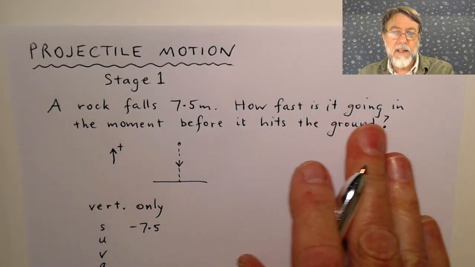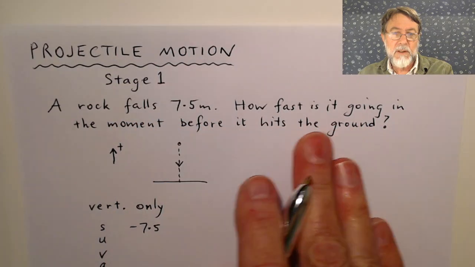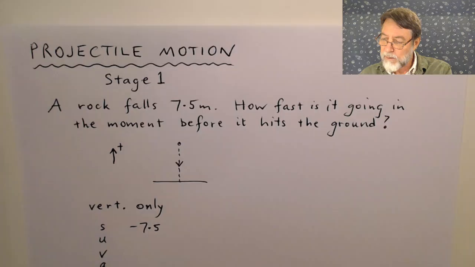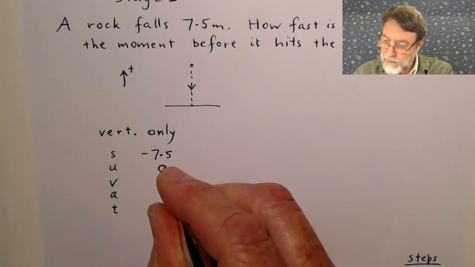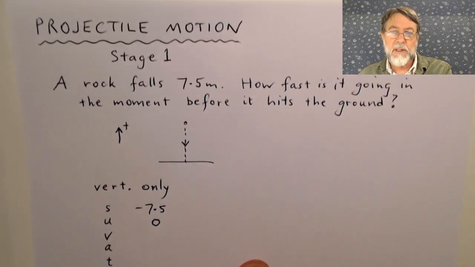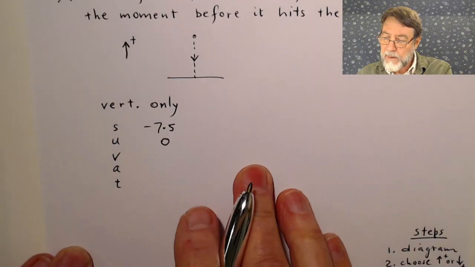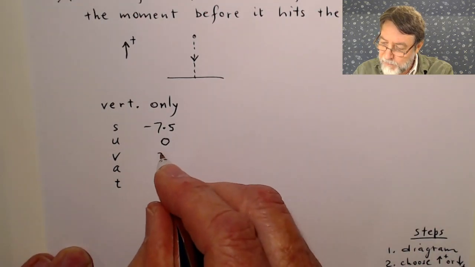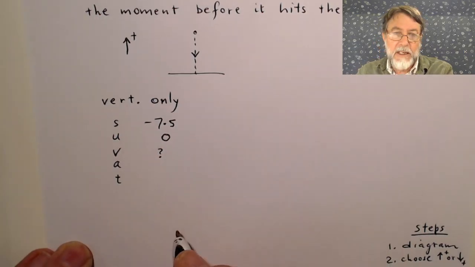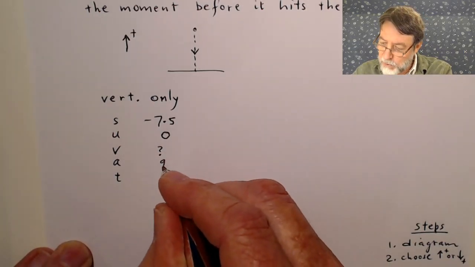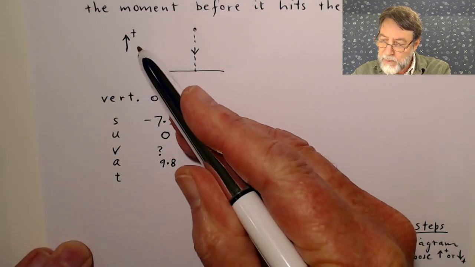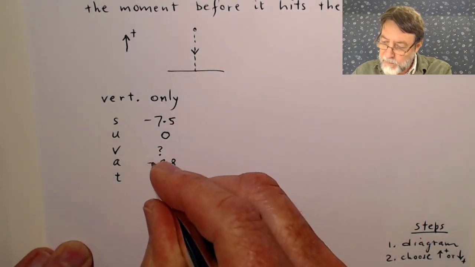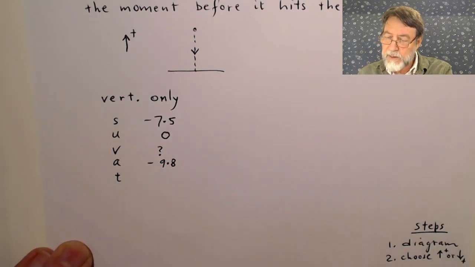It doesn't say anything about having velocity at the beginning of the time, so we can assume that it was just released and fell beginning at 0 metres per second. What about the velocity when it hits? Well, that's what we'd like to find. And then acceleration. Well, acceleration due to gravity, 9.8, except upwards is positive and that acceleration is downwards.